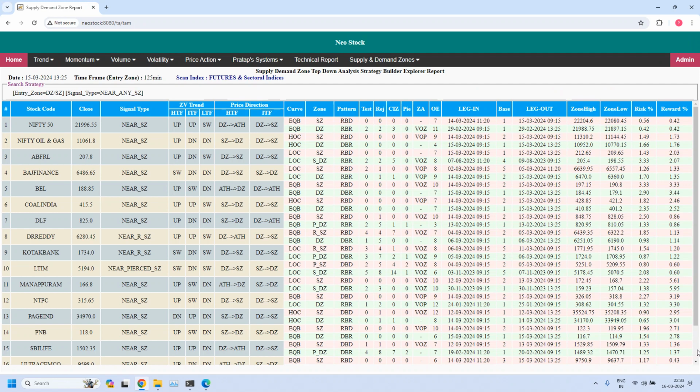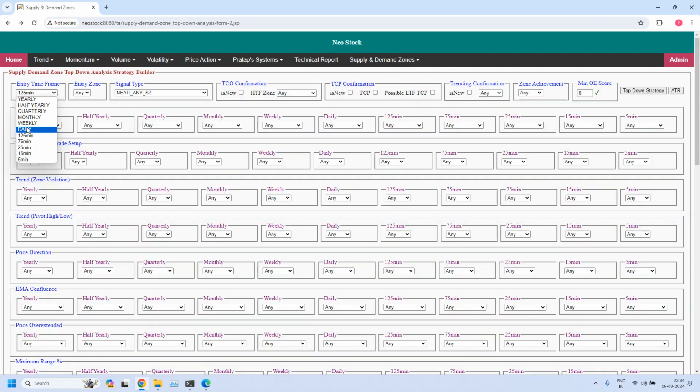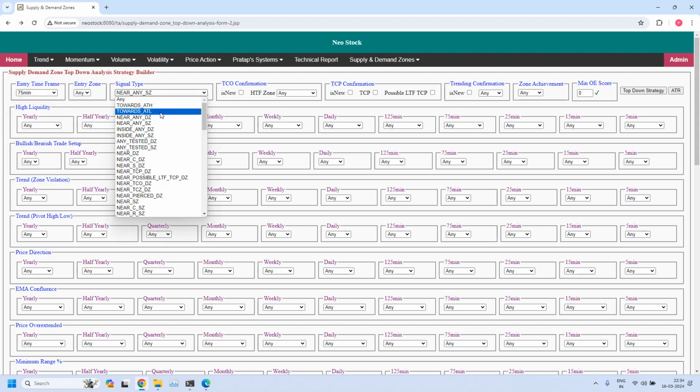So total 18 stocks are filtered, which are near to the 125 minutes supply zone. So let's go back, changing the time frame to 75 minutes. Entry time frame is 75 minutes. Let us find the stocks near 75 minutes demand zone.